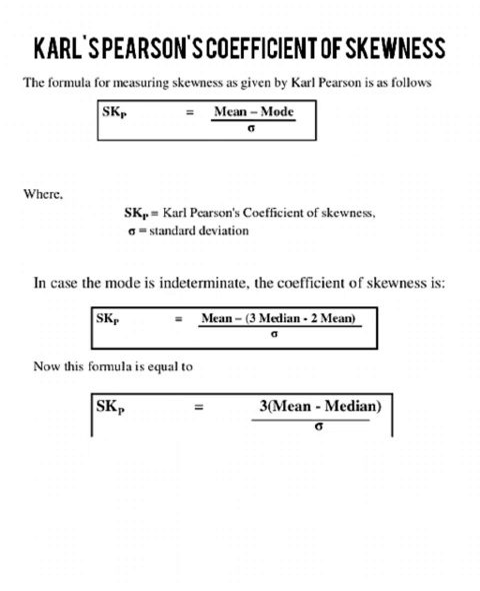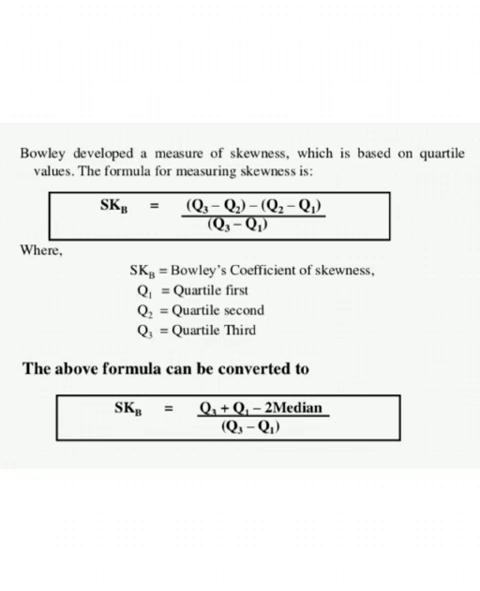The value of the coefficient of skewness is 0 when the distribution is symmetrical. Normally this coefficient of skewness lies between ±1. If the mean is greater than the mode, then the coefficient of skewness will be positive, otherwise it will be negative.